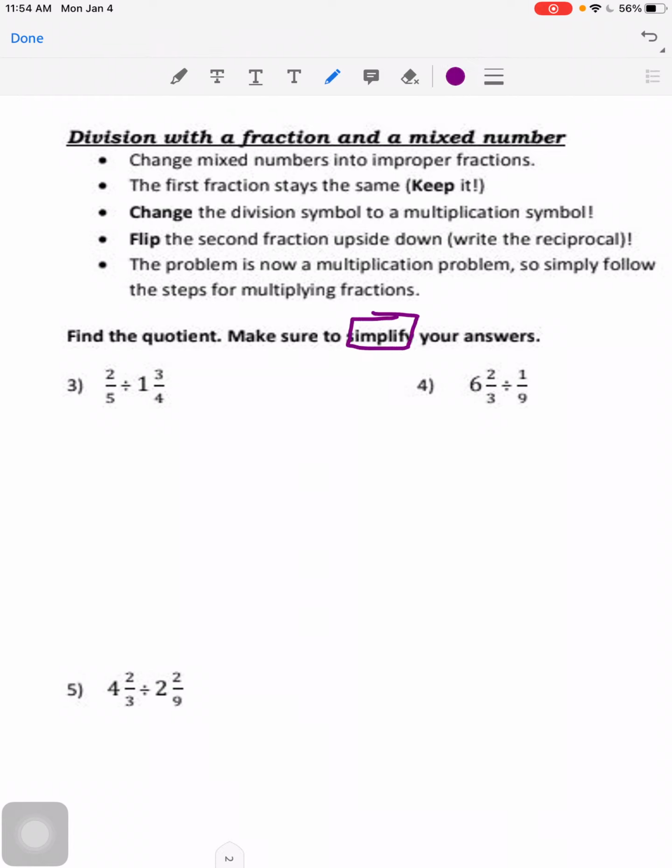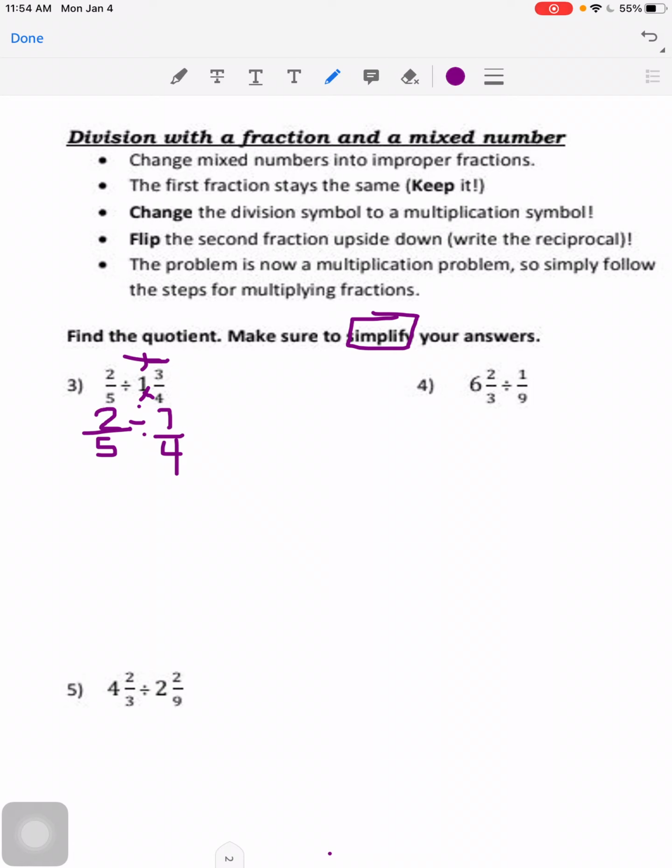All right, so let's look at number 3. So we have 2/5 divided by 1 3/4. So the first thing we want to do is rewrite our problem so that we can change our mixed number into an improper fraction. So we have 2/5 divided by. So in order to change to an improper fraction, we multiply 4 times 1, and then we add 3. So 4 times 1 is 4, plus 3 is 7, and we keep our denominator.